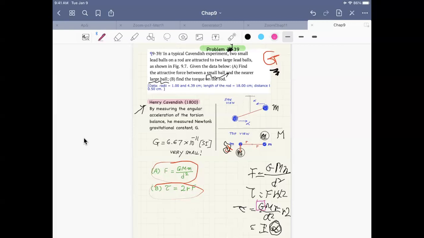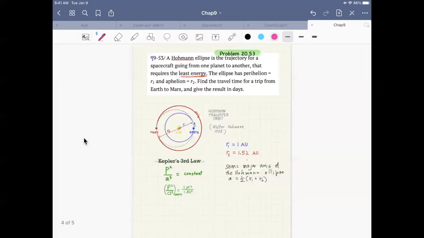Now the problem here, which is assigned in the assignment, is to calculate, well, part B is to find the torque, using what we know now to be the Newtonian gravitational constant. All right, so that's a laboratory example of Newton's law of universal gravitation.